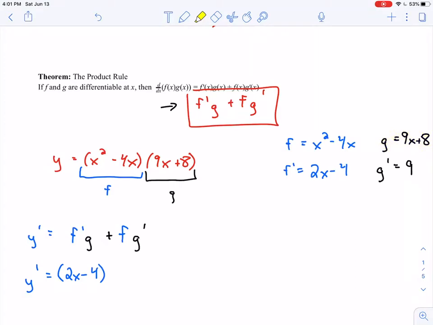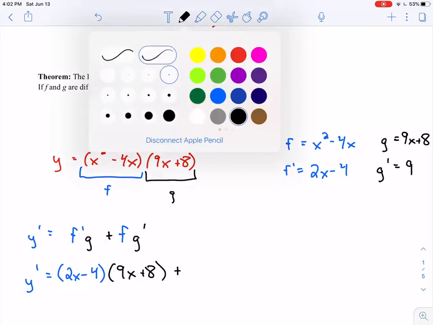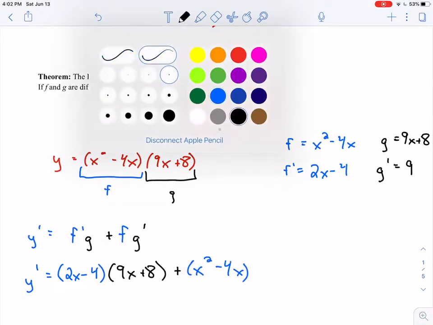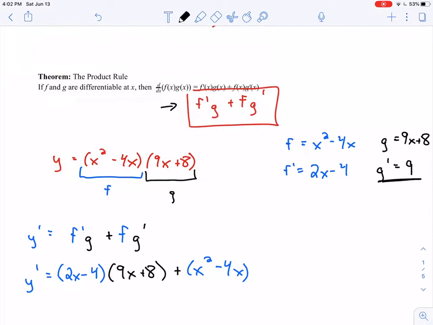So 2x minus 4 times 9x plus 8 plus f. So this time I want x squared minus 4x times g prime. g prime in this case is just 9. So times 9. And I'm going to simplify this result. Again, I'm really hoping to end up with the exact same derivative that we did above.